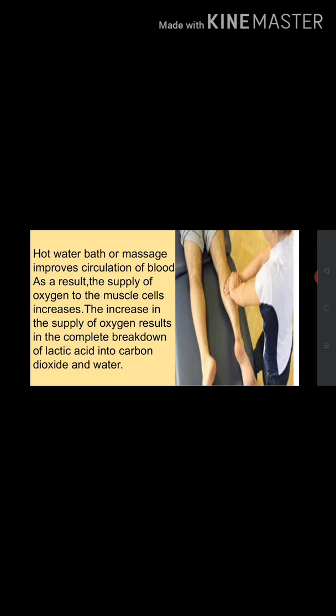Why is it so? A hot water bath or massage improves circulation of blood. As a result, the supply of oxygen to the muscle cells increases. The increase in the supply of oxygen results in the complete breakdown of lactic acid into carbon dioxide and water.